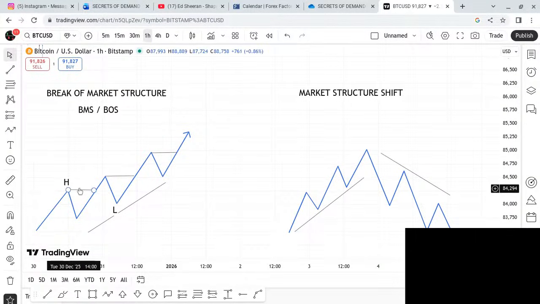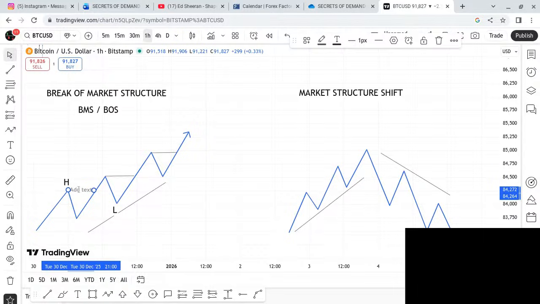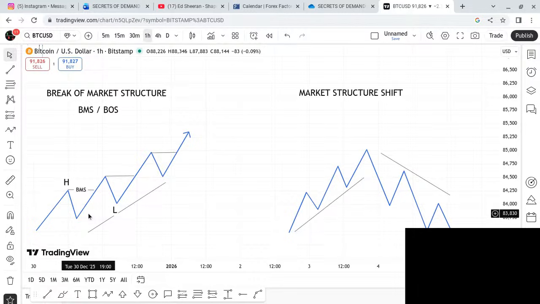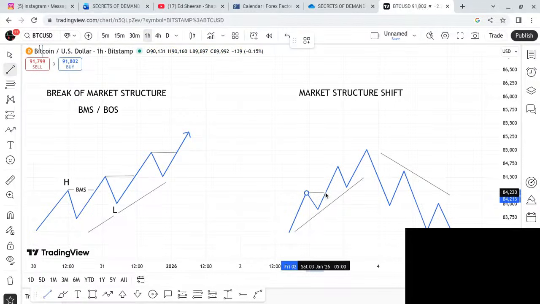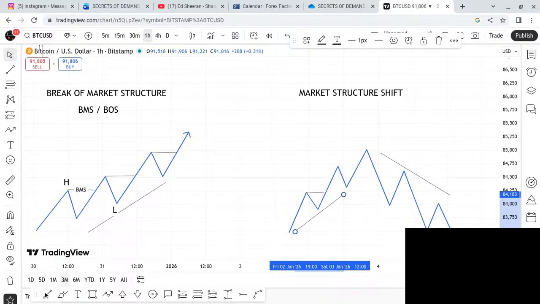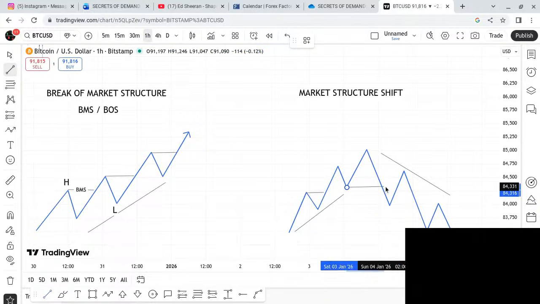The moment the market comes and breaks here, I'll call this a break of market structure. This will continue in the same trend, in the same trend, in the same trend. But when I come to this scenario around here, the market moved in an uptrending market, but later the market pushed down at this area around here. The market pushed down and made what we call a market structure shift.